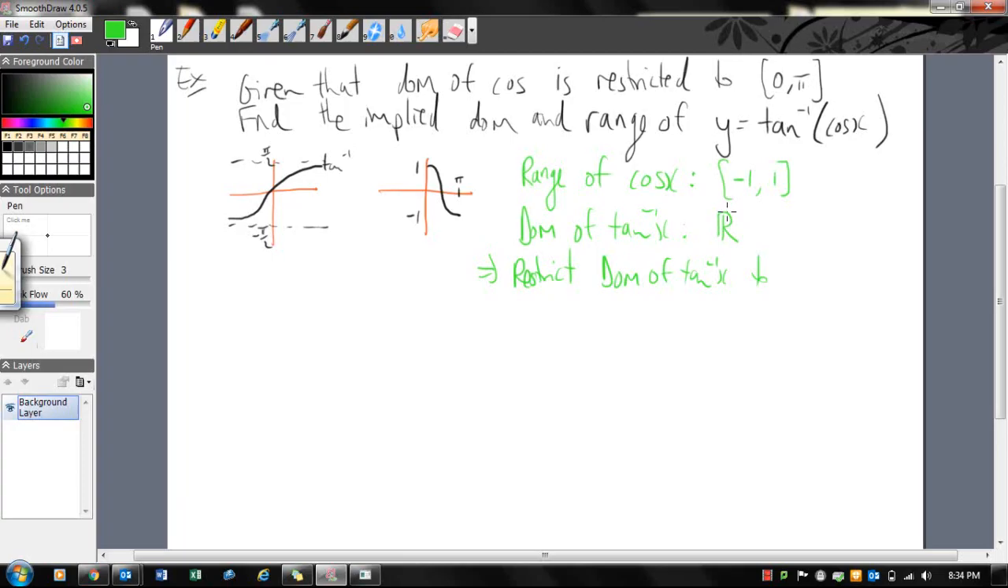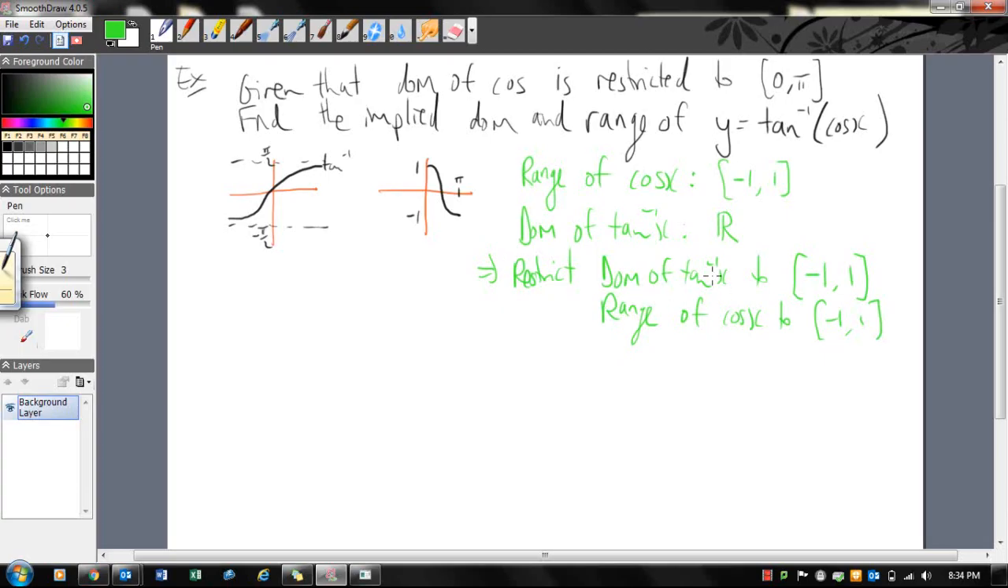Well, that's defined for all r, so it's pretty easy going. But cos x is only in here. So to make them work for both of these two things, we need to restrict the domain of tan negative 1 x to negative 1 to 1. Okay, so that's where they're both defined. I could write this down, but we're not actually restricting anything. And we're also going to restrict the range of cos x to negative 1 to 1, but we haven't actually changed anything.